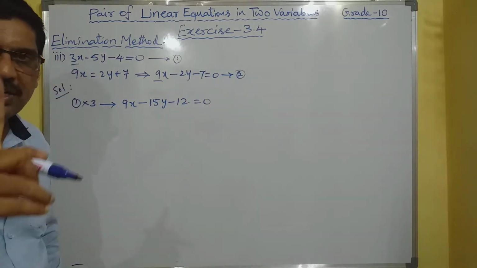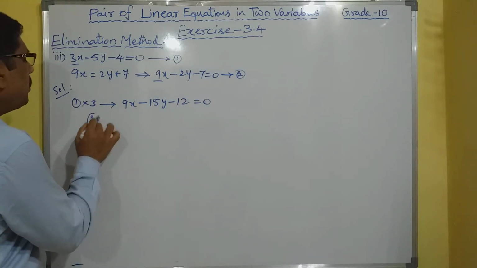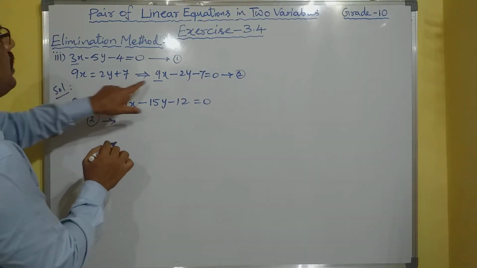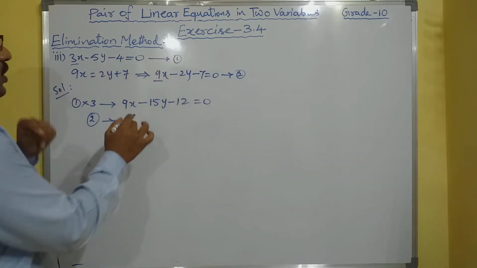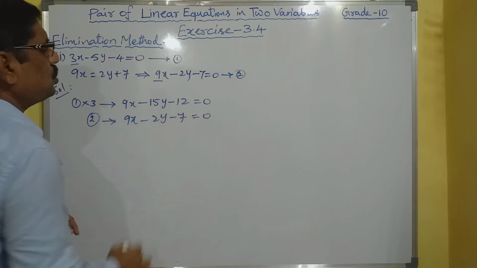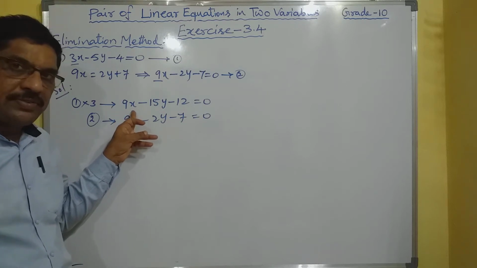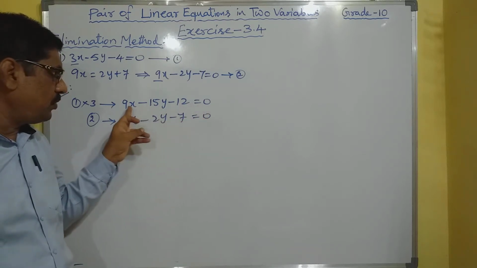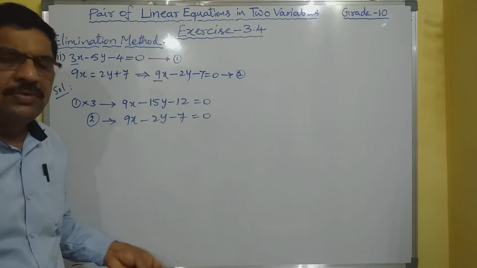I multiplied the first equation by 3. And the second equation we need to take as it is. What is the second equation? Of course, this is the given one. I converted it like this. 9x minus 2y minus 7 is equal to 0. Now you look at this. The coefficients of x of those two equations are 9, 9. Now, the coefficients of x have become the same.